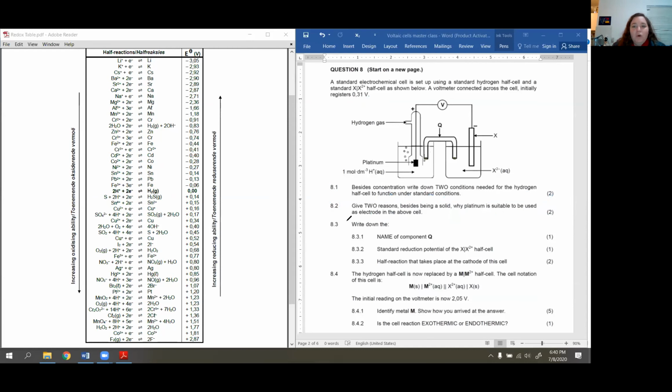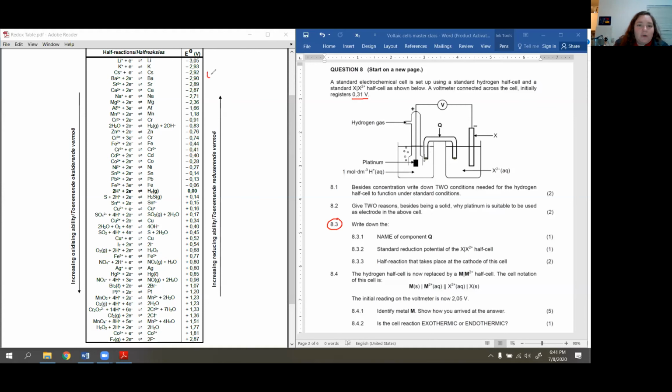All right. We're now going to carry on with part 8.3, where it says, what is the name of component Q? That over there is component Q. What is the standard reduction potential of the XX2 half cell? Now, I know this immediately freaks people out, but you must just go and remember that you've got that value over there, okay? And you need to think practically which way round you're going to get that voltage.